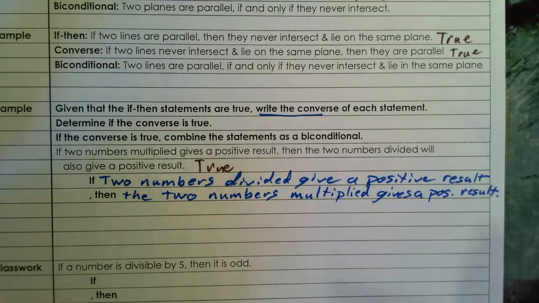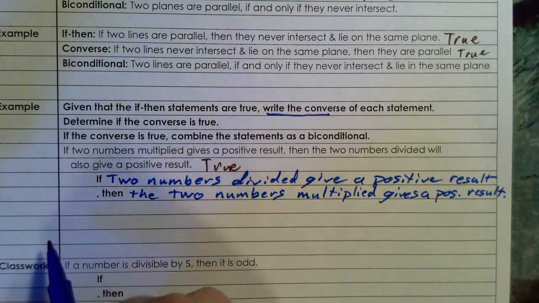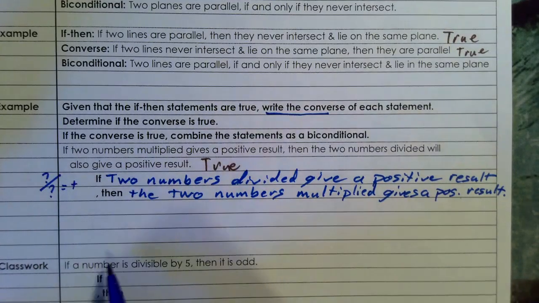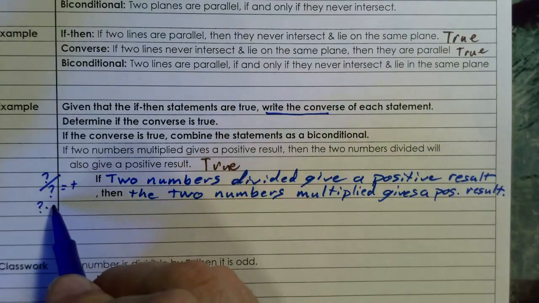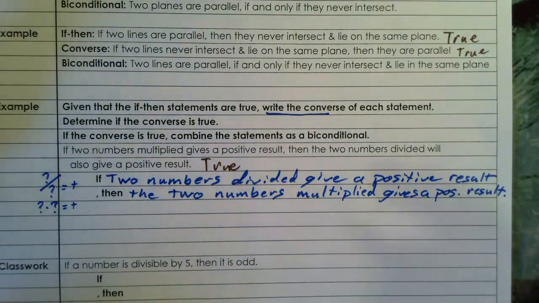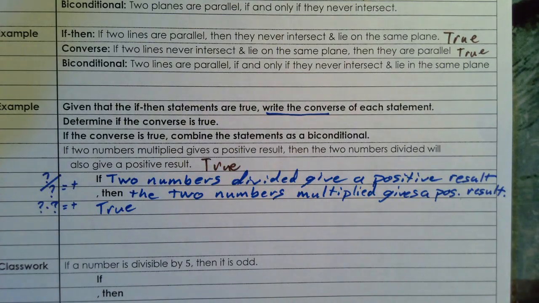Okay, so is that true? Well, let's think. If two numbers divided give us a positive, so it is something divided by something, that's positive. If we do the same, something times something, does that also have to be positive? Yeah, it does. So this thing is also true. So it could be that they were both negative. We divide them, that's positive. They're both positive, we divide them, that's positive. Either way, a negative and a negative, or a positive and a positive, is always going to multiply or divide to be positive.